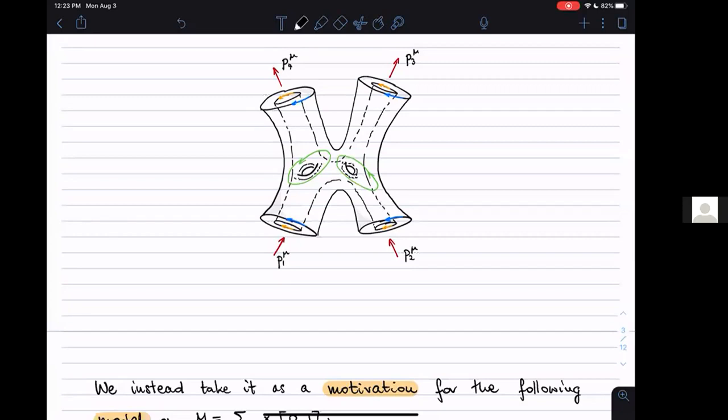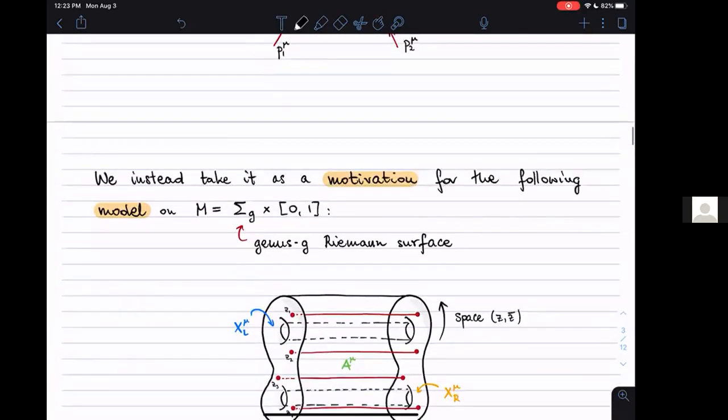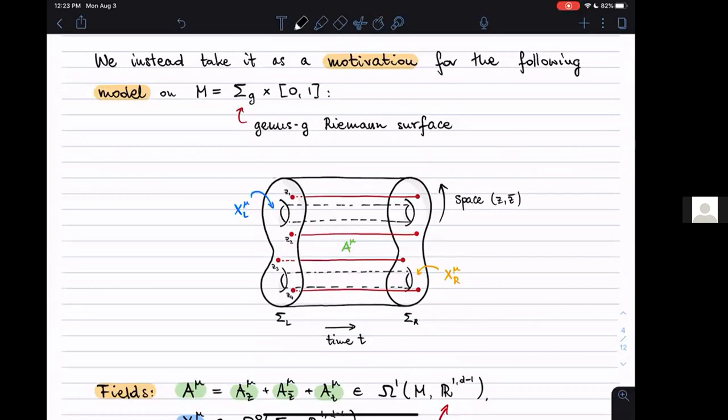Another question was, you said at some point that you fixed some exact parts of A_z and A_z bar. Yeah.